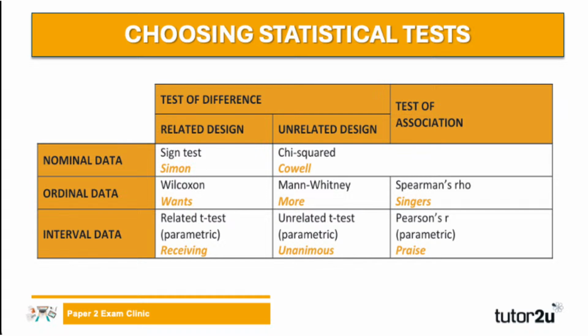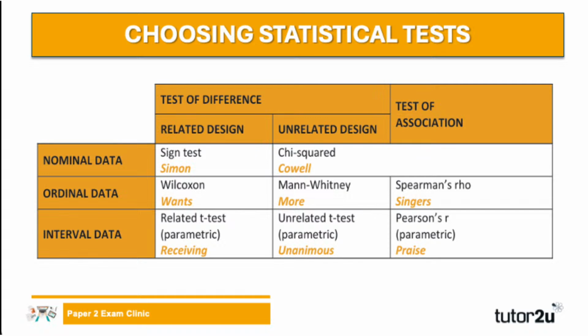What is the level of data? Is it nominal, ordinal, or interval? The first question you should ask yourself is, is it nominal? Why? Because it's the most simplistic form of data. It's a tally, a frequency, categories. So ask yourself that first, because then you can cross that off. You know it's not the sign test or chi-square. You know it's going to be ordinal or interval.